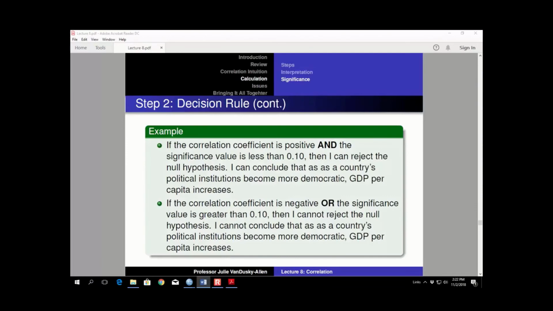Applying this to our example, if the correlation coefficient is positive and the significance value is less than 0.1, then I can reject the null hypothesis. I can conclude that as a country's political institutions become more democratic, GDP per capita increases. If the correlation coefficient is negative or the significance value is greater than 0.1, then I cannot reject the null hypothesis. I cannot conclude that as a country's political institutions become more democratic, GDP per capita increases.